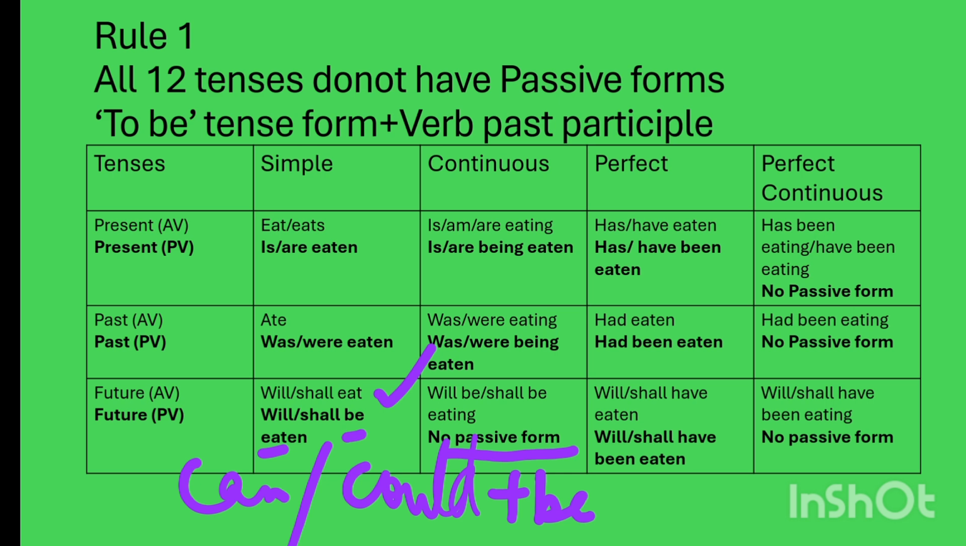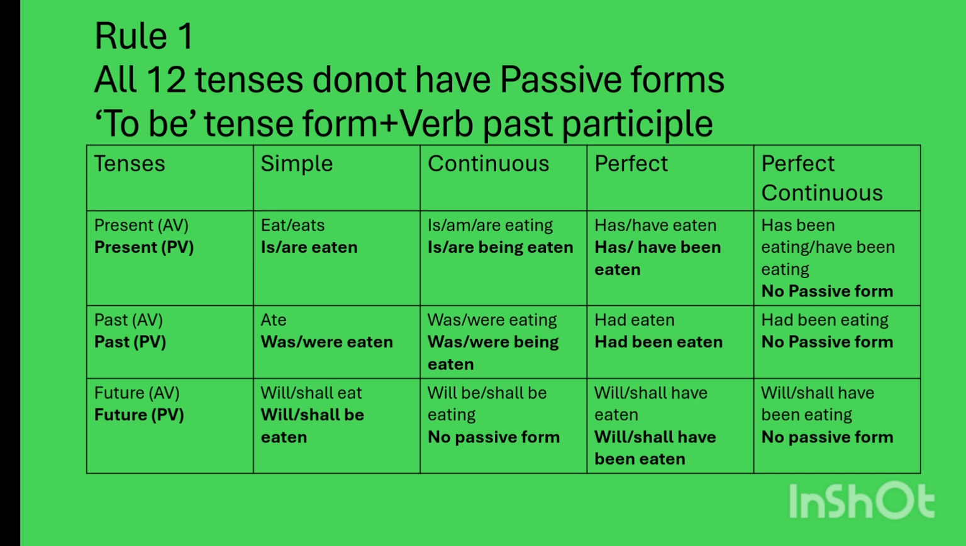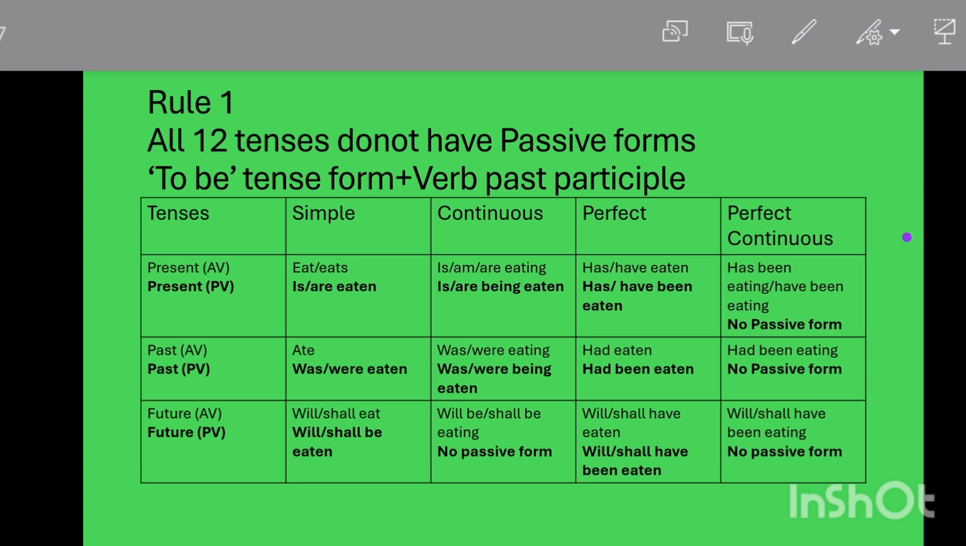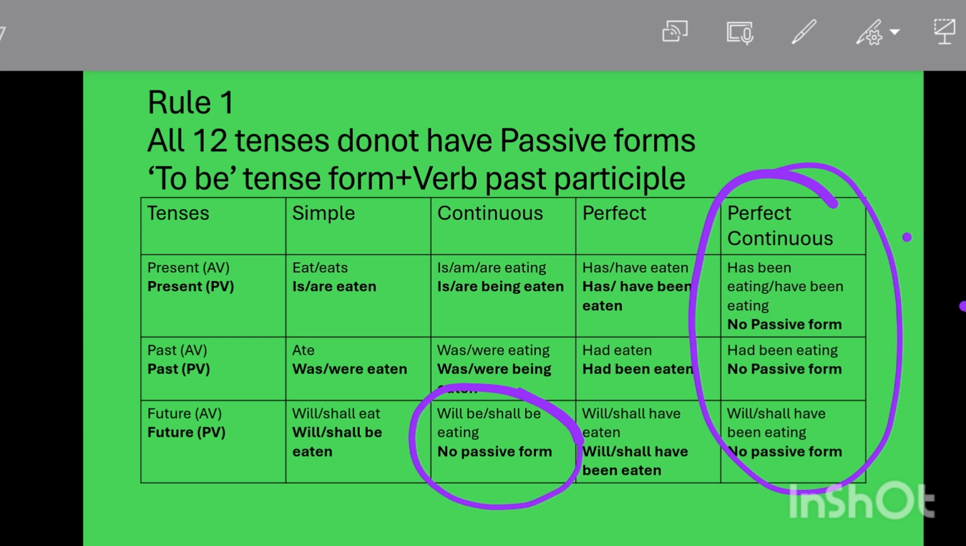Okay, next future perfect. Future perfect, will or shall, then have eaten, you have to write have been eaten. Will or shall, depending on the subject, and then have you have to write, then been eaten. And again for future perfect continuous, there will be no passive form. Means which all don't have passive form? All perfect continuous tenses, and then this future continuous. These do not have passive form. Is it clear? Okay.